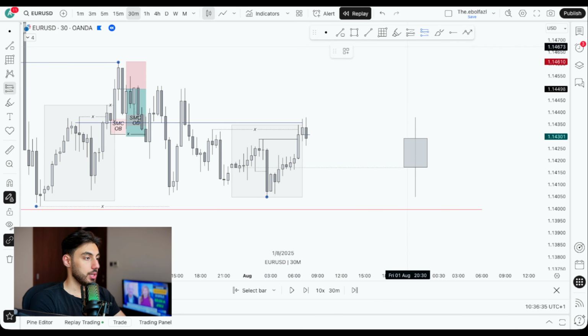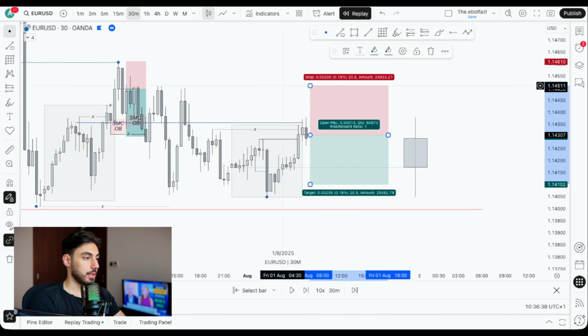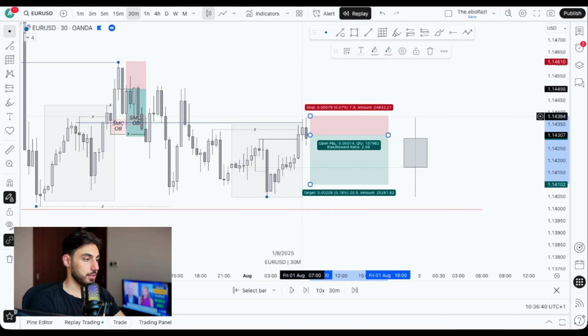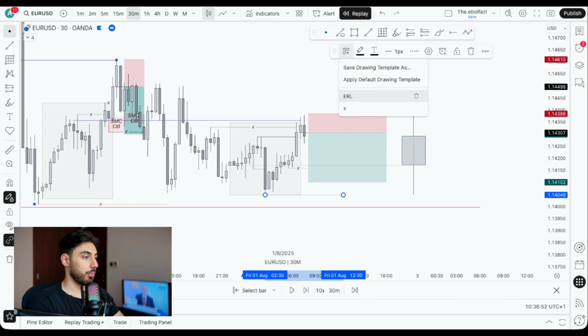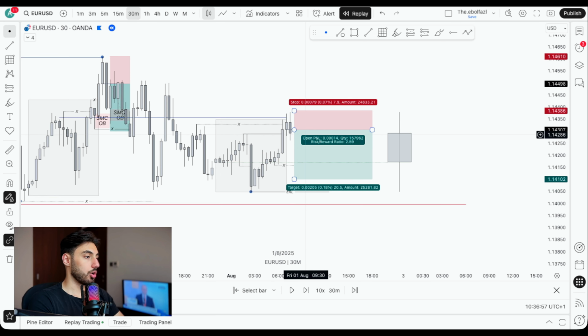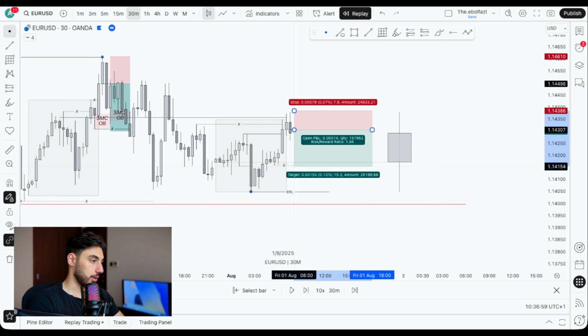So that's my entry. Once price formed this, I can enter here. I can put my stop loss above this, and I go with the nearest liquidity, which in this case is this one. But again, once we clear out the internal liquidity inside the range, we can expect to go with the external point, which is going to be the weak low here in this case, because we have a bearish range.